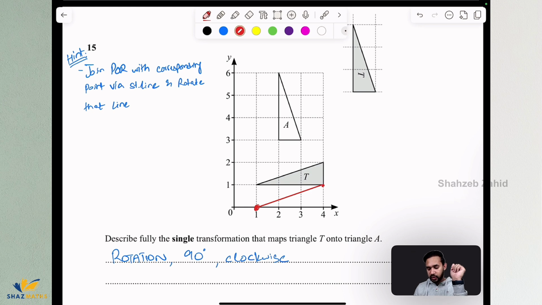If I rotate this line about this point 90 degrees clockwise, it's going to end up somewhere here, right? Which is definitely not the case. The image is over here. It has to end up here, right?